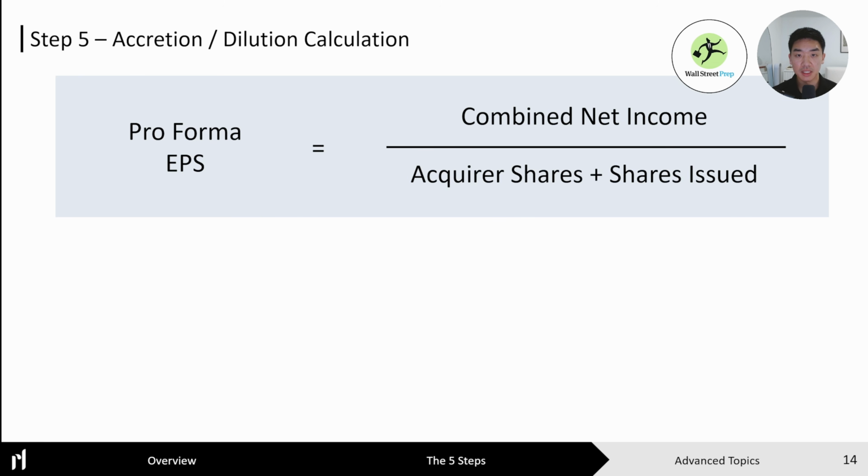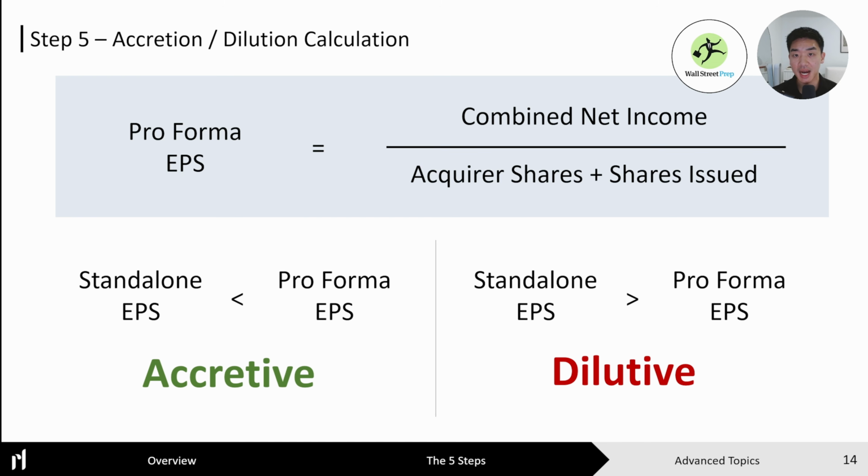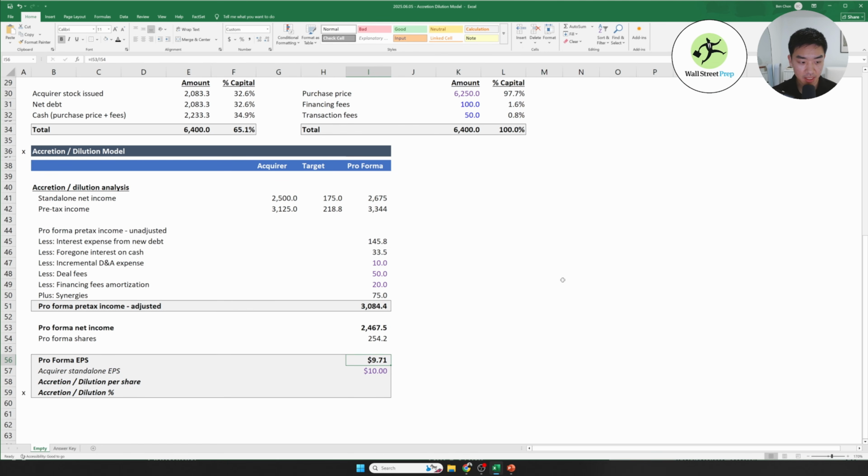But as we just discussed, your pro forma EPS is your combined net income divided by your acquired shares plus your shares issued, which we just did, right? We calculated our combined net income, and then we divided by our new total amount of shares. And as I talked about before, if your standalone before-acquisition EPS is lower than your combined company's EPS, then it's accretive. And if your standalone EPS is higher than your pro forma EPS, then it's dilutive, right? So that's what we're doing right here. And you can see here our pro forma EPS, the combined company's EPS, is lower than our standalone EPS, right? So clearly this is a dilutive transaction.